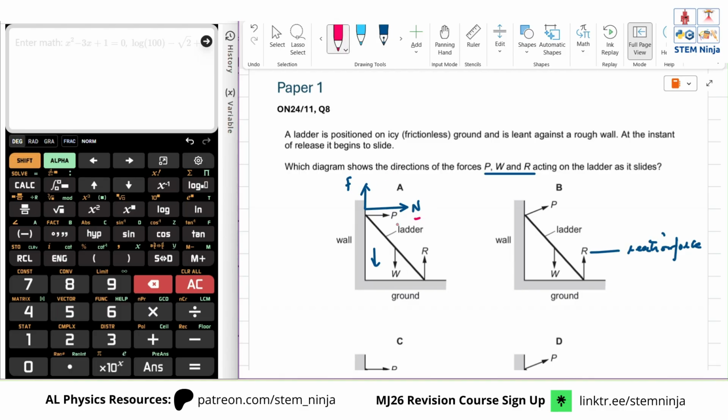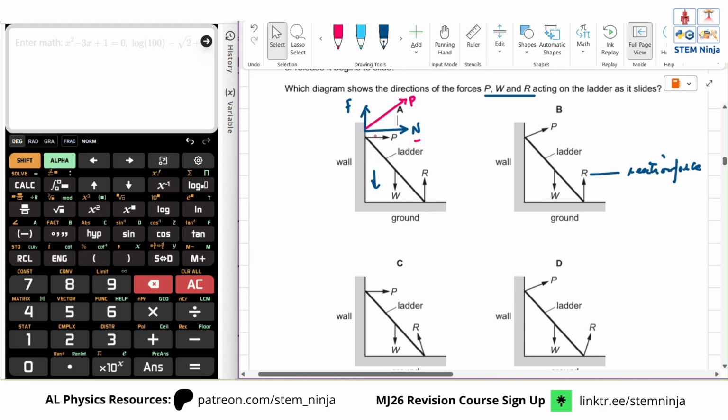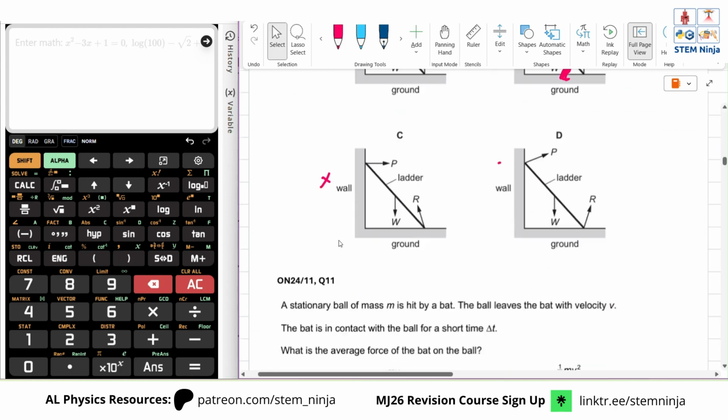And remember, we call it normal because it's always normal to the surface. So the resultant force of these two would be in this direction. So we have to choose from this one since the ground itself was frictionless. So there is no force in this direction or this direction. So the R force direction is correct, vertically upwards. So B is the correct answer. Right.